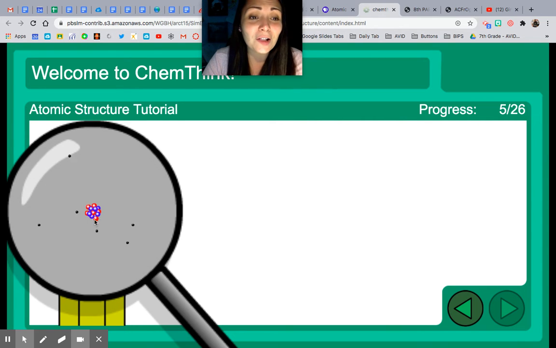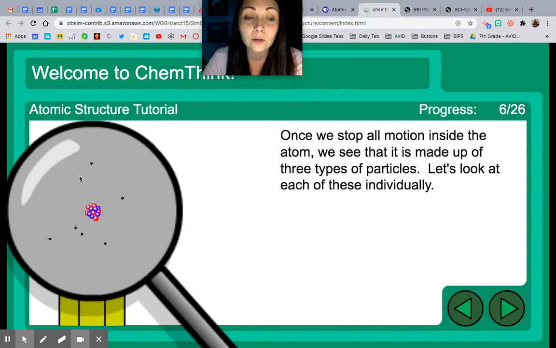So here it is, y'all, little atom. So in the center you have, I said I wasn't going to go through it, y'all, but I'm just going to go through it. So in the center you have protons and neutrons, and then the electrons orbit around the outside edge. So once we stop all the motion inside an atom, we see that it's made up of 3 types of particles. So let's take a look individually.